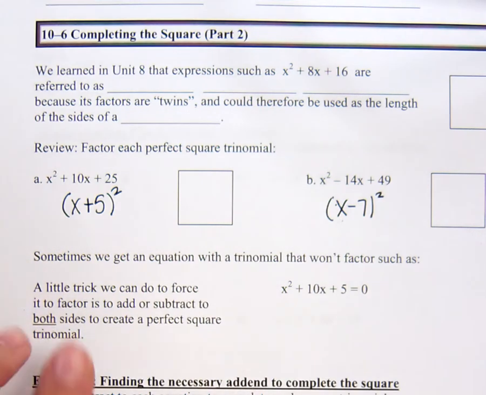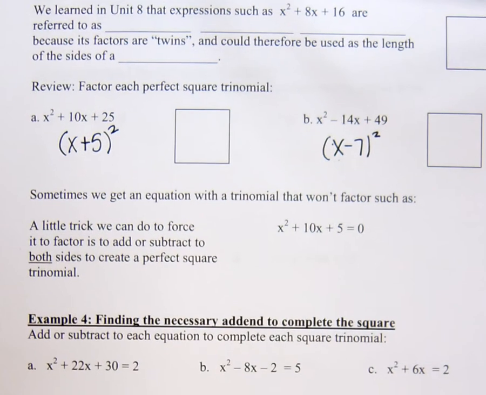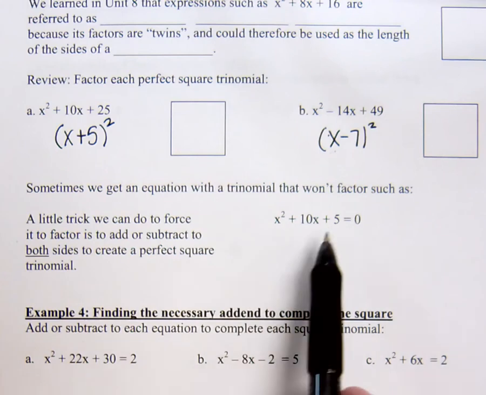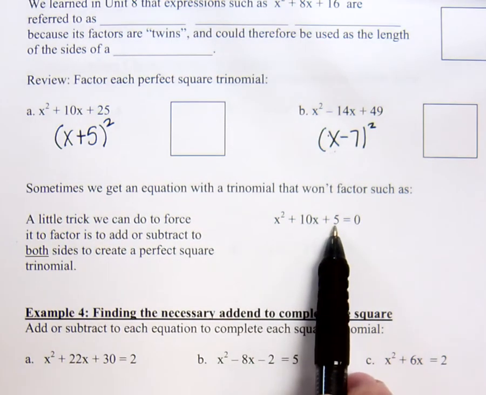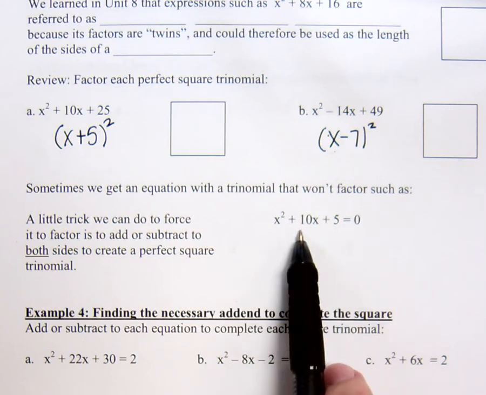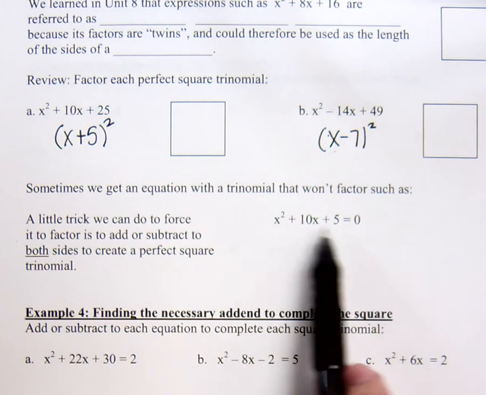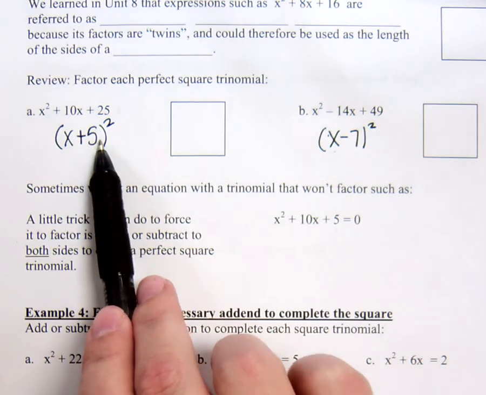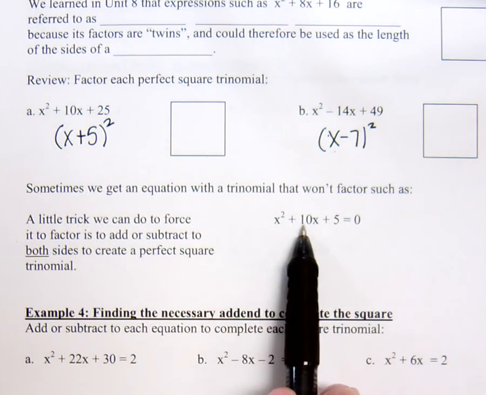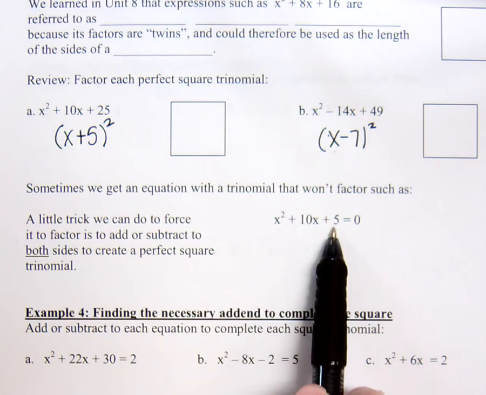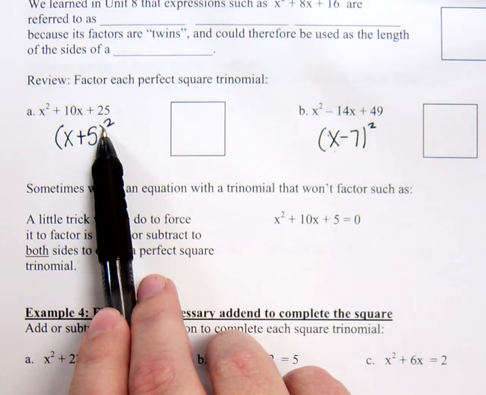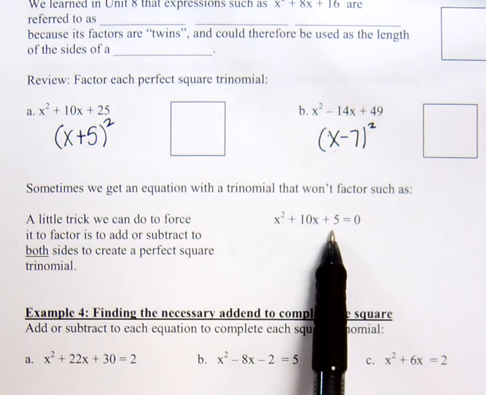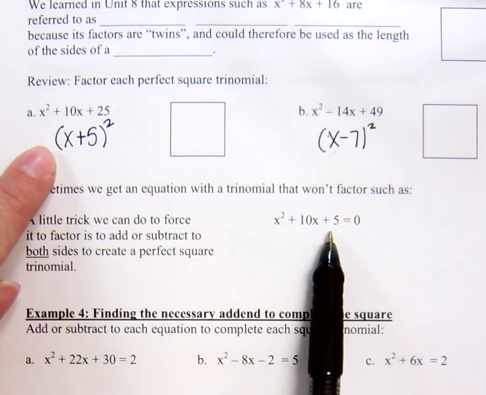So let's take that and apply this here. We can force this equation, which normally we wouldn't be able to factor. If I looked at this, I would say, well, there's no two numbers that multiply to give me 5 and add to give me 10. But I can force this to look like this. So here I have x squared plus 10x plus 5. The only difference between this one and this one is that this has a 5 and this one has a 25. I want this to also have a 25, so I can factor it to look like this.